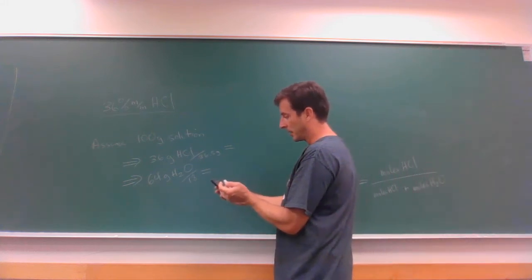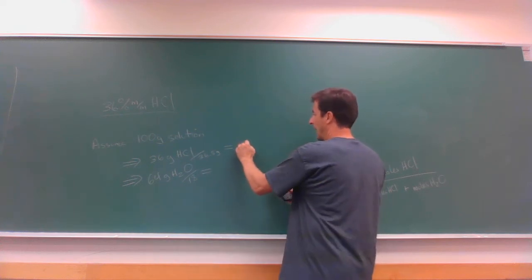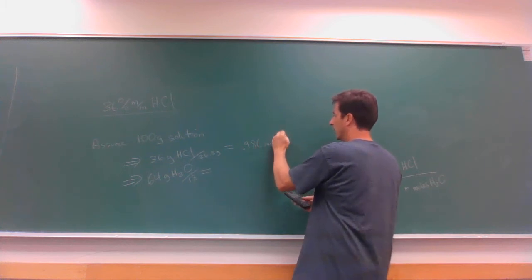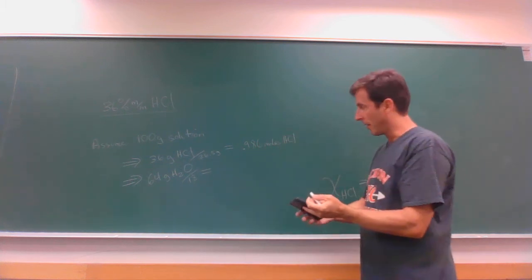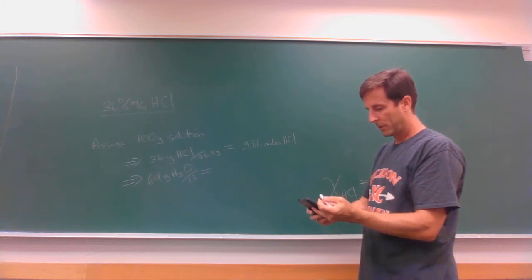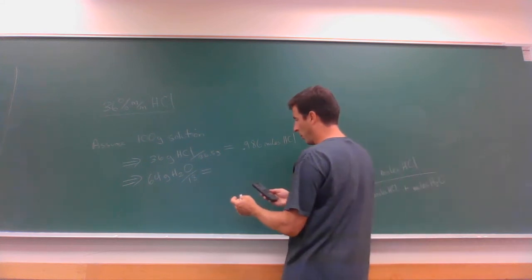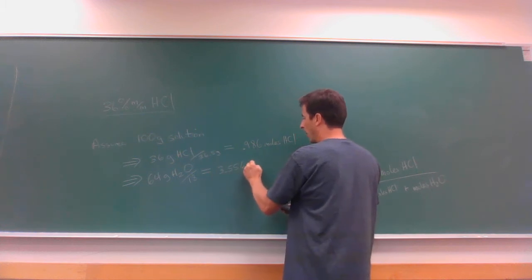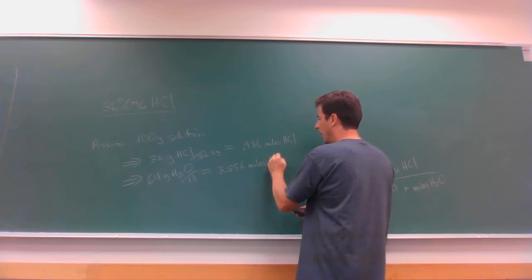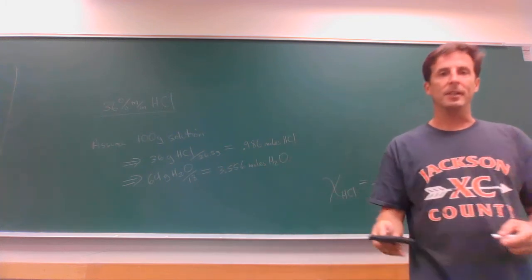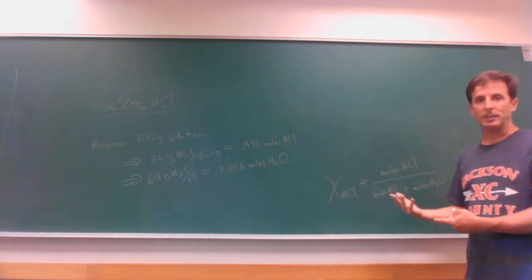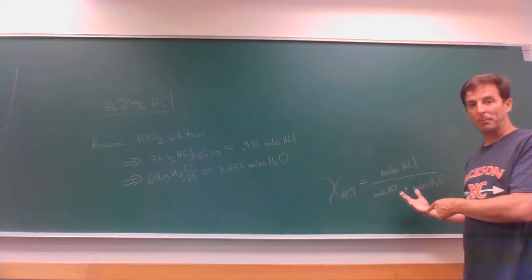So 36 divided by 36.5 equals 0.986 moles of HCl. And then for the water, it's going to be 3.556 moles of water. Now, the reason I wanted to write those numbers down is that I'm assuming you can take those numbers, plug them in here and get the mole fraction. So we're done with that part of the problem.